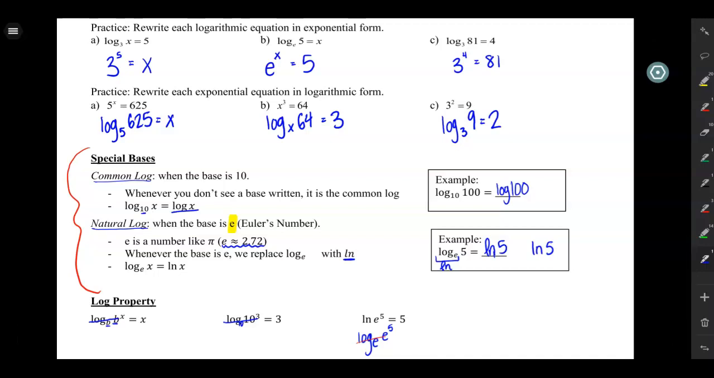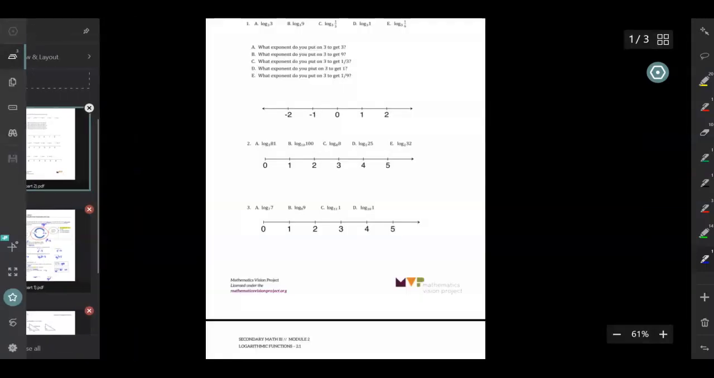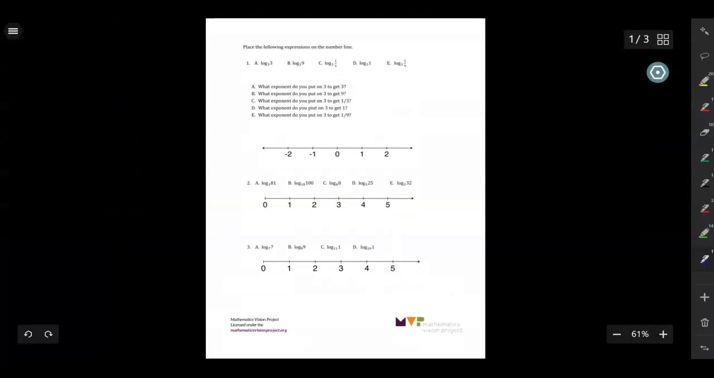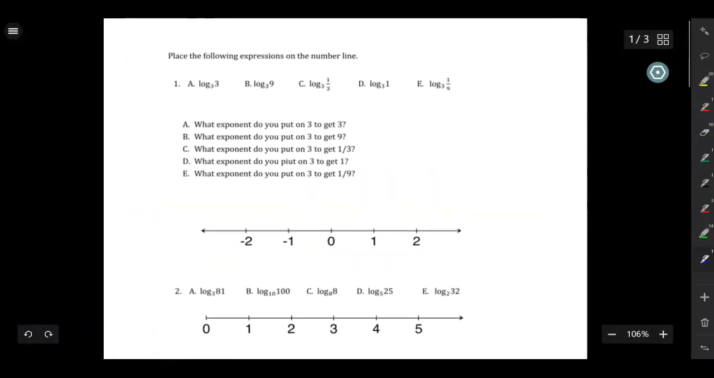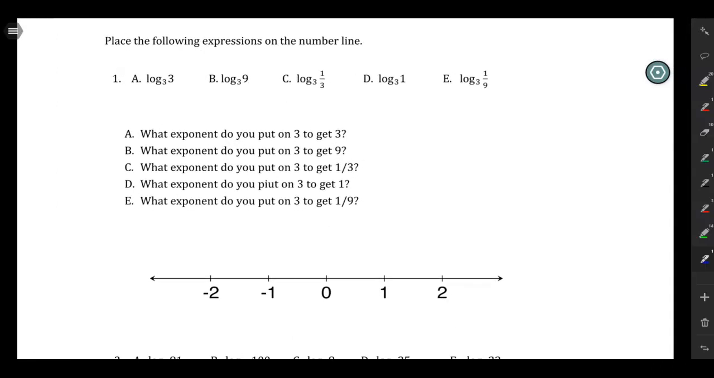Okay. So what we're going to do is we are going to do some practice with evaluating logs. So we're basically just trying to figure out what number a logarithm is equal to. And what we're going to do is we're going to place these 5 logs on a number line in their appropriate spot. So to do that, we're going to ask ourselves some questions.